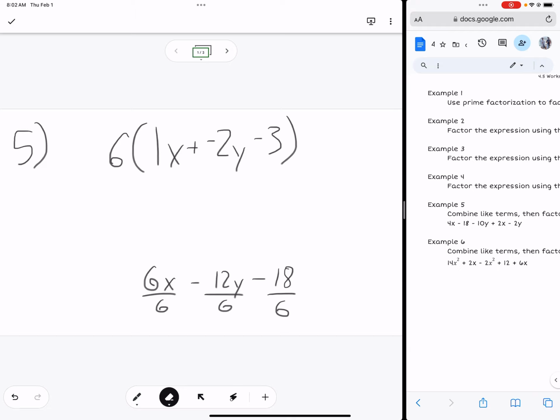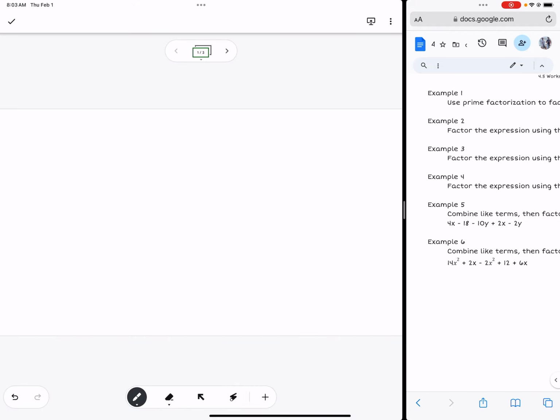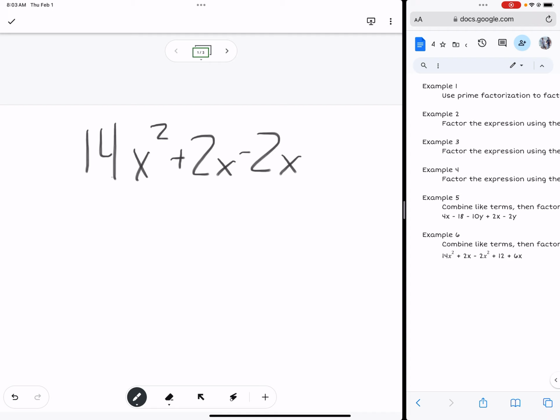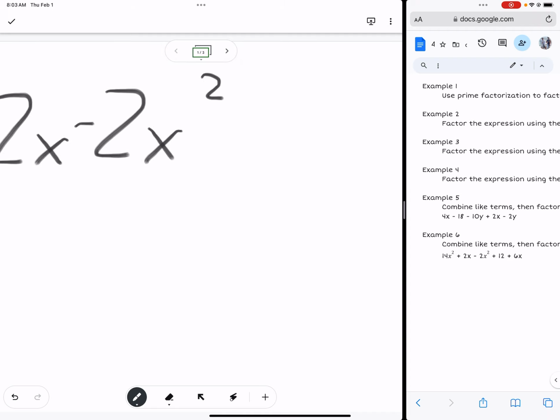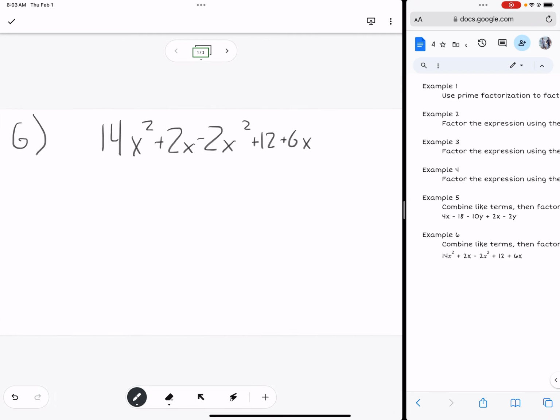Example 6 is kind of a challenge question here. So, example 6, you're going to have something that looks like this: 14x squared plus 2x minus 2x squared plus 12 plus 6x. I'll give tickets to whoever can answer this question.